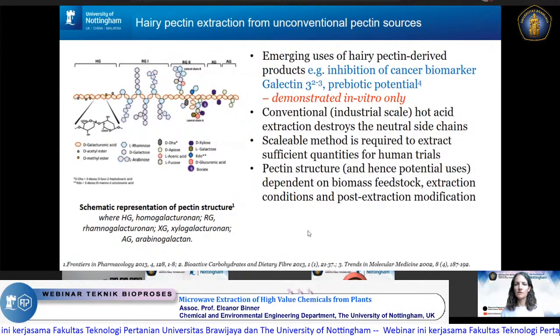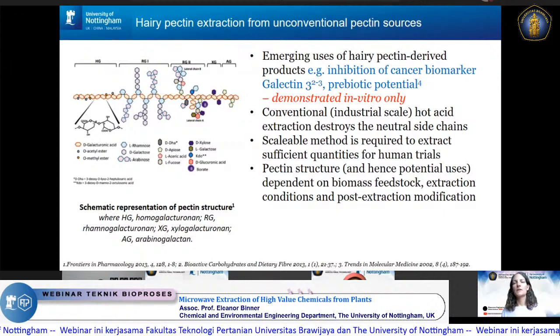The pectin structure, and hence its potential uses, are dependent on the biomass feedstock, the extraction conditions, and also the post-extraction modification, which we don't do. That's our collaborators that do that. But what we do is we spend a lot of time understanding how biomass feedstocks behave, and how they process and the extraction conditions. And that's what we need to do.